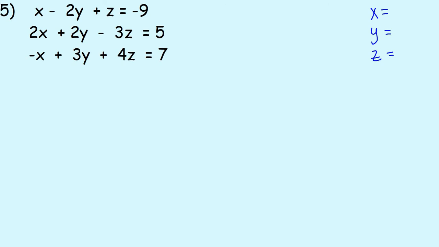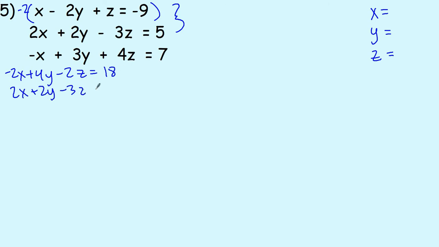The first thing I'm going to do is eliminate x. So to do that, I'm going to take the first 2 and multiply the first one by -2. Plus 4y minus 2z equals 18. Second equation I'm going to leave alone. And when I add those, I get 6y minus 5z equals 23.